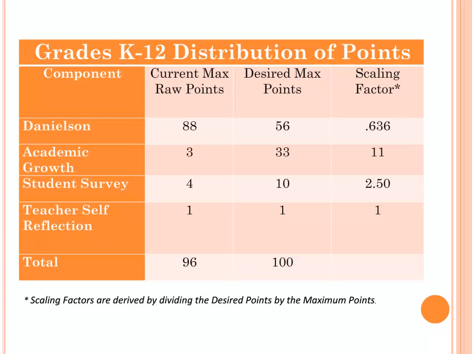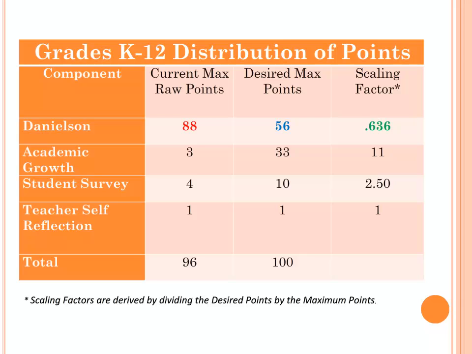Here is an example of how the final classification will be determined. Your score from the TUSD Modified 2013 Danielson Framework will be multiplied by 0.636 to reach the desired point weight. Student academic growth data will be multiplied by 11 to reach the desired point weight. Student survey will be multiplied by 2.5 to reach the desired point weight. Teacher self-review is worth 1 point. As a teacher, you will be able to determine where you stand as you progress through the evaluation process.